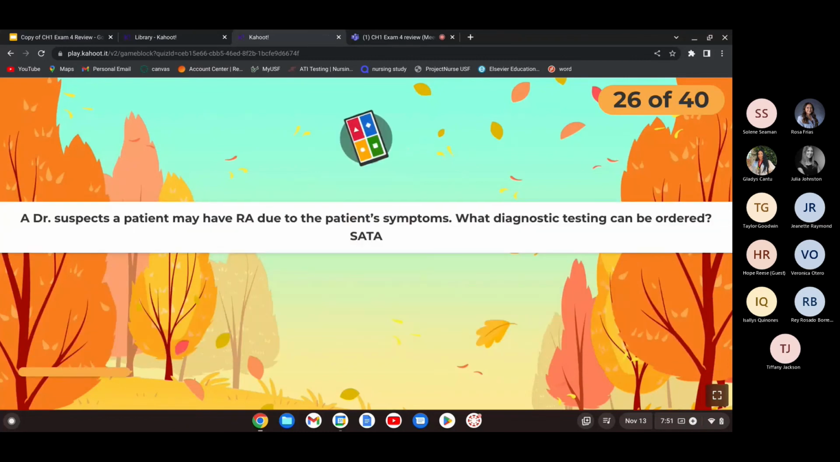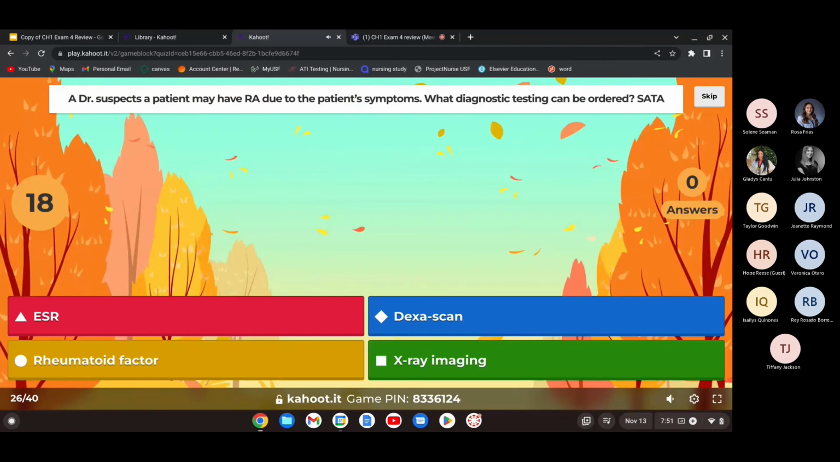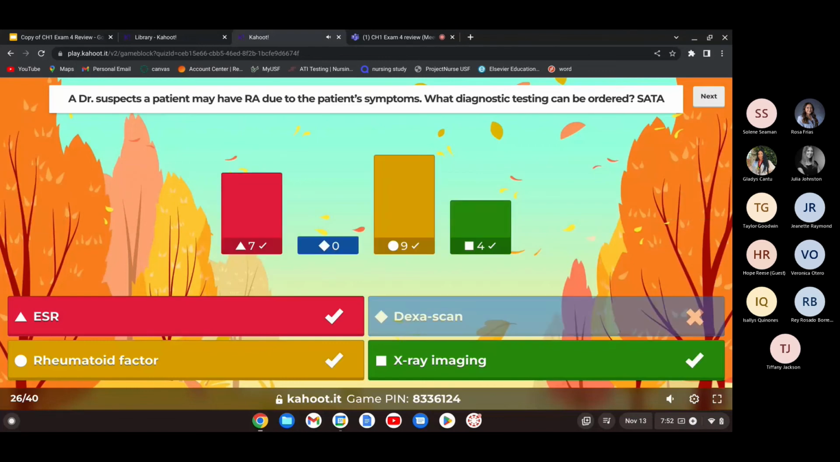This one, select all that apply. A doctor suspects a patient may have rheumatoid arthritis due to their symptoms. What diagnostic testing can be ordered? Select all that apply. For these patients, they can get an ESR, rheumatoid factor, and an X-ray. Good job.